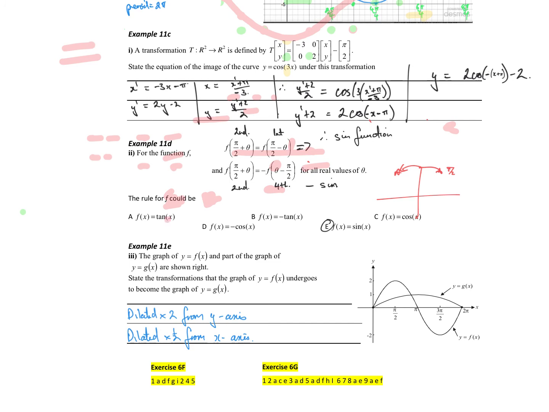Let's have a look at the next. pi on 2 plus theta, which again is the second quadrant, equals the negative of f of theta minus pi on 2. So theta itself is an angle between 0 and 90, and if I subtract 90, I'm going to get a value between 0 and negative 90. So that puts me in the fourth quadrant. Sine is negative there, but the negative out the front makes it positive. So again, sine theta satisfies that function. And there's only one function in there with the sine x, so E must be our correct response.